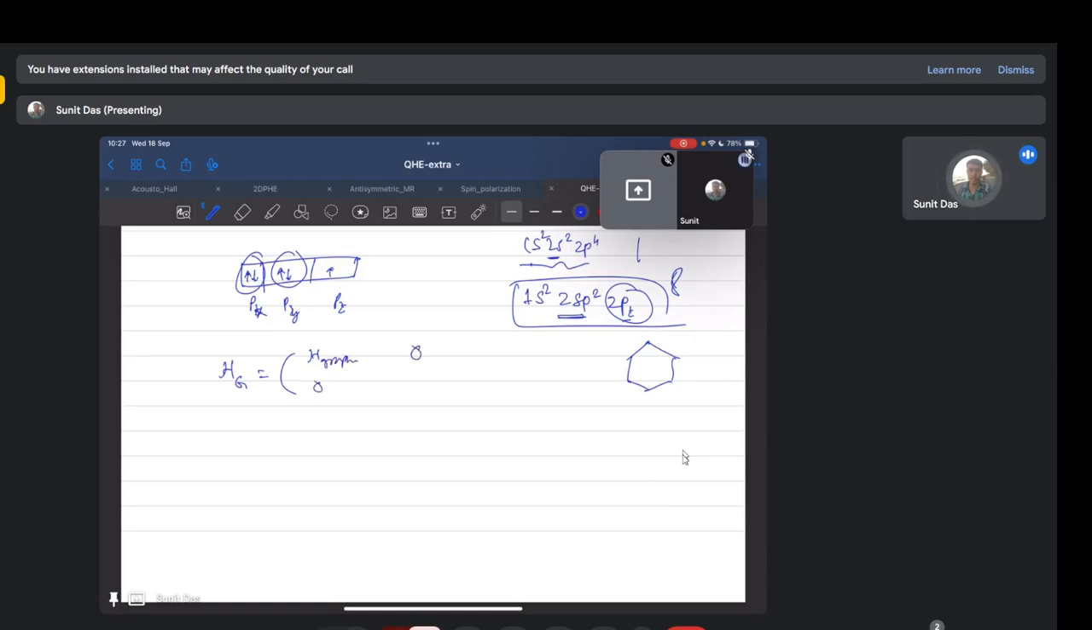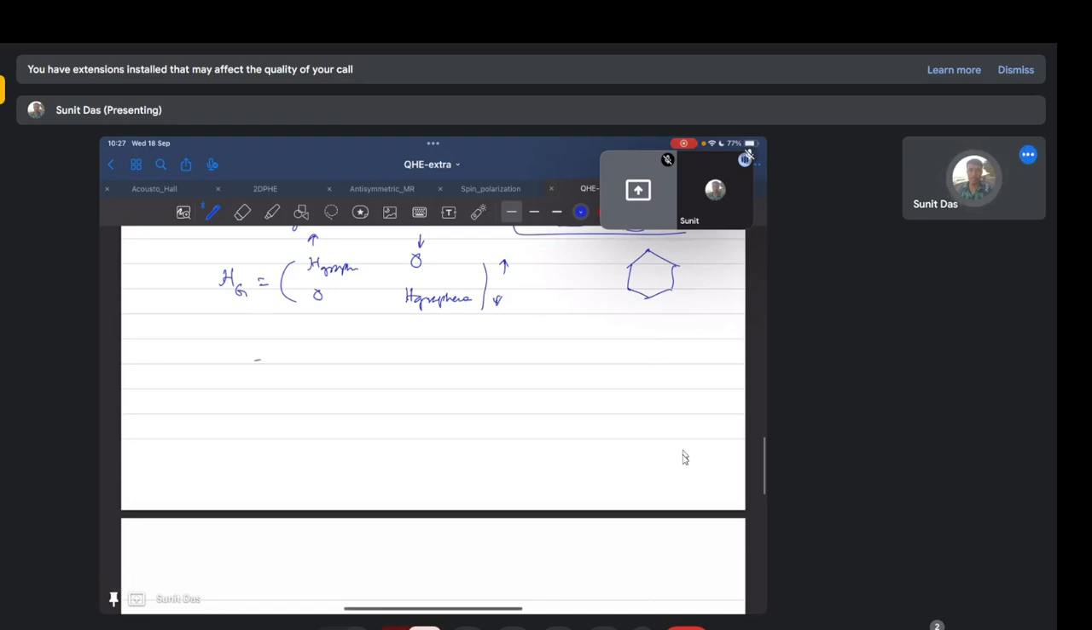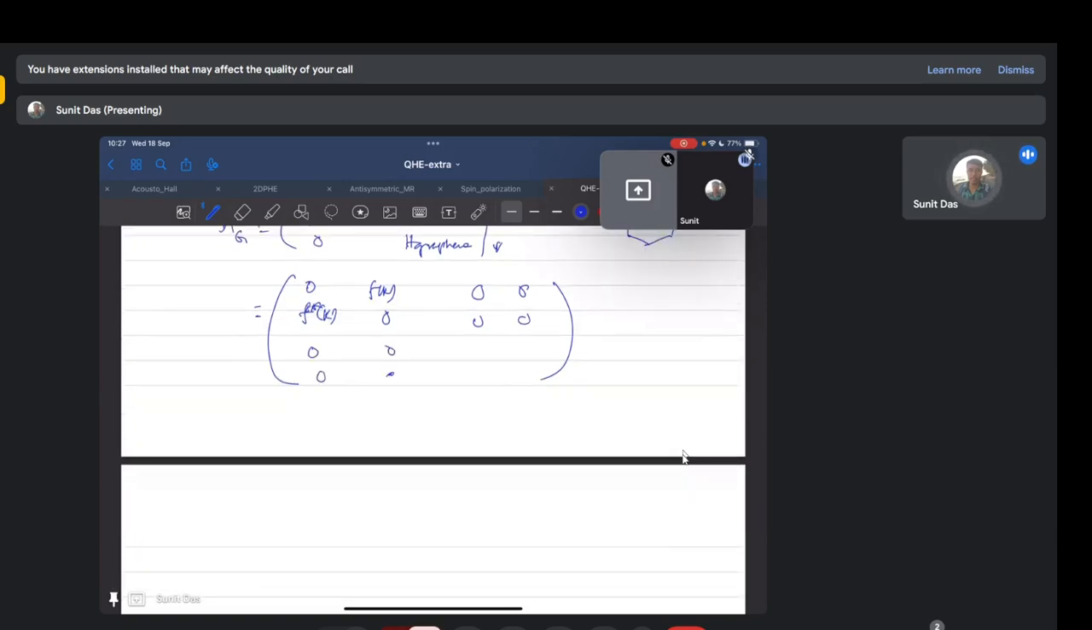and then 0, 0, H graphene, and these are in the spin basis, let's say. So we are representing spin up, spin down. If we further write it explicitly, each H graphene is nothing but again 0, f of k, f star of k, 0, and then this is 0. This single 0 means all components are 0 for this block diagonal position. Again this is also 0, 0, and we'll have something like again f of k, f star of k, 0, right?